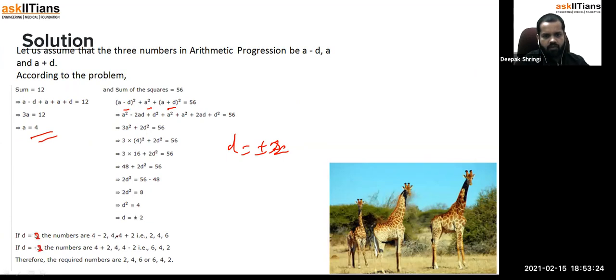If you take d equal to 2, the numbers will be 4 minus 2, 4, 4 plus 2, that is 2, 4, 6, and for d equal to minus 2, 6, 4, 2, right? So the required numbers can be either of them. So the numbers can be 2, 4, 6 or 6, 4, 2. Okay.